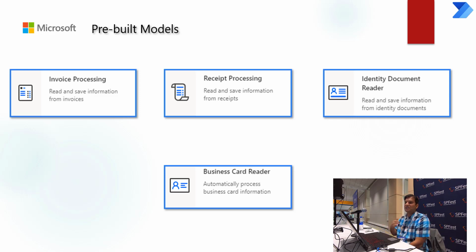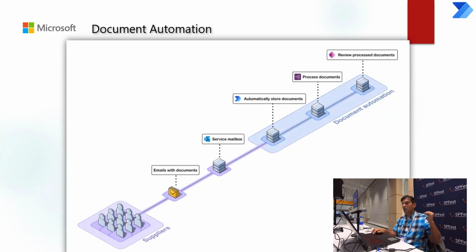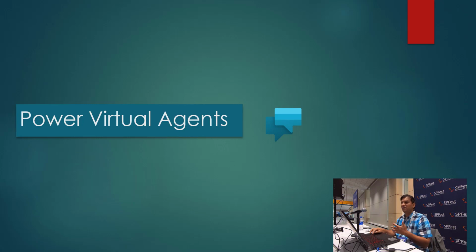So here are some examples: invoice processing, business card reader, identity document reader, and receipt processing. These are just some examples where you do a little bit of training, and after you've done some training, you can come up with an entire automation process right from the time that you get either an email, a document, or files coming in through emails as an attachment. You go through the automation forms processing process, and then the processed information can be saved wherever you want. So it's really interesting from a PVA standpoint. That's something that I'm excited about.